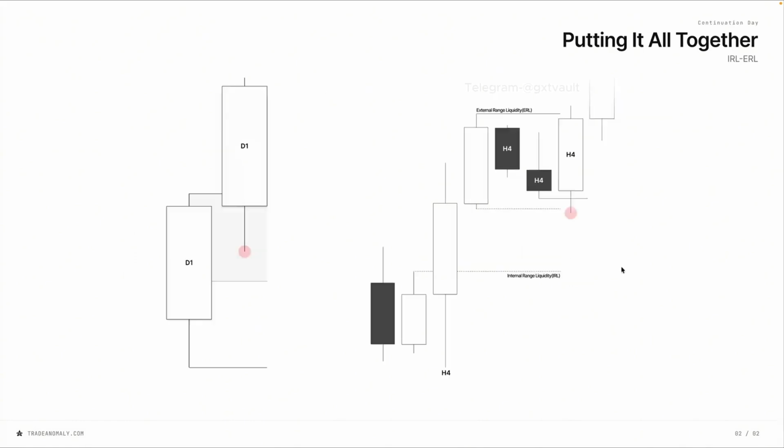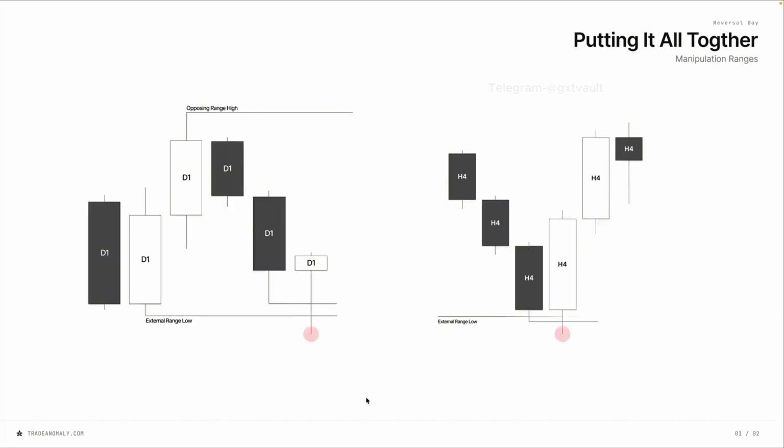Now let's go over the same thing using IRL to ERL, but a continuation day. This is where the previous day expands. We're going to mark out equilibrium of that previous day's range. Our refined key level within the upper half will be a fair value gap. And when we engage at that level, if we have that small wick, we can trade it, right? Aligning expansion candles in the same direction.